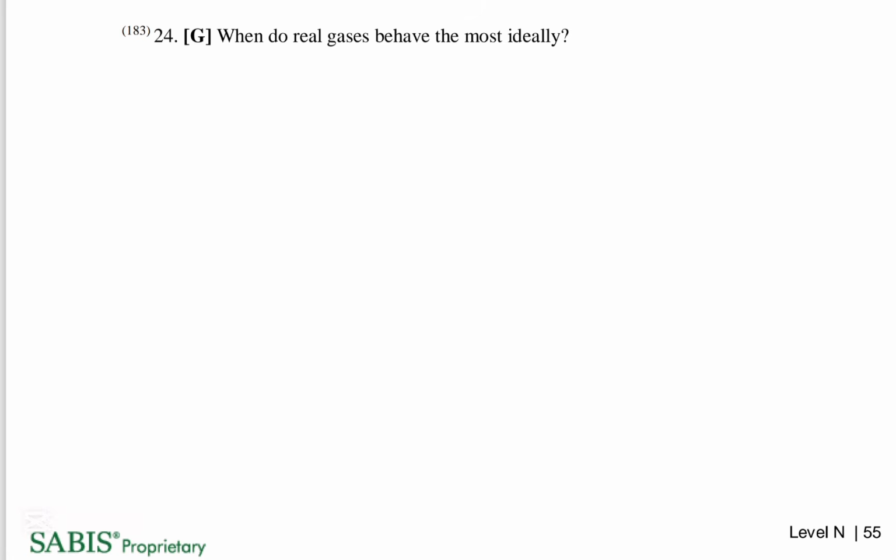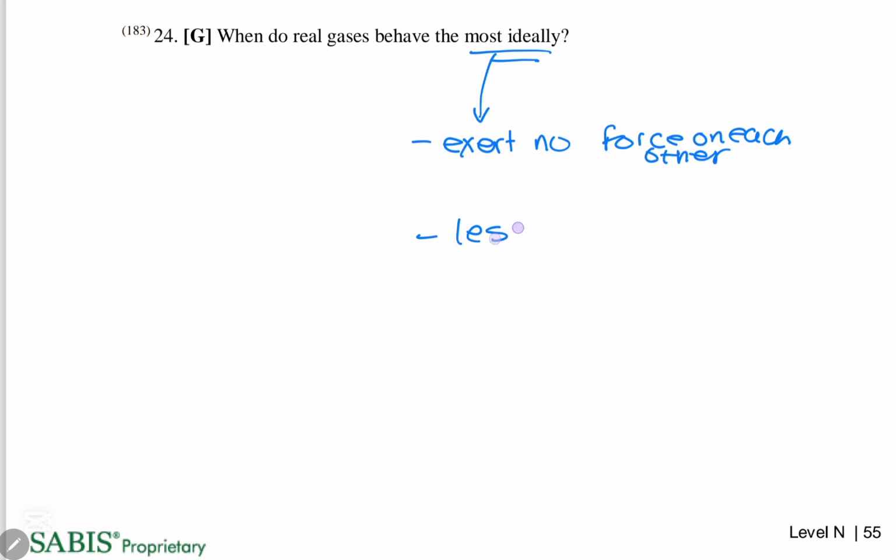What does it say? When do real gases behave most ideally? Most ideally means it follows the rules that we talked about, which was the very first question. That means they exert no or minimal force on each other, and they occupy less volume. This is usually the case in real gases when we're dealing with the lightest gas. First of all, they need to be light. For example, H2 gas is more ideal than O2 gas because it's lighter than O2 gas.